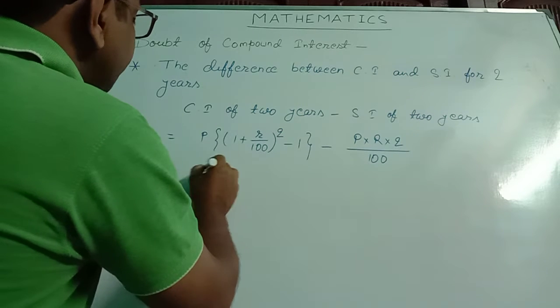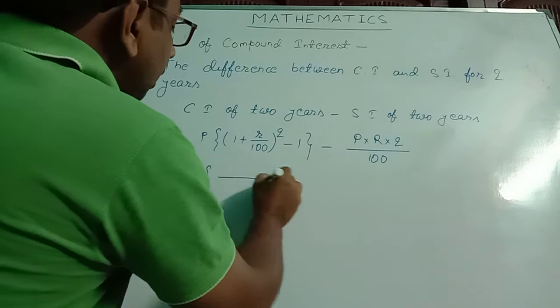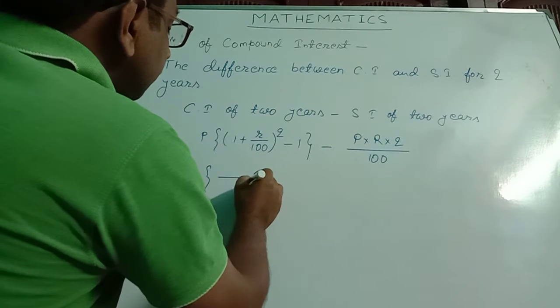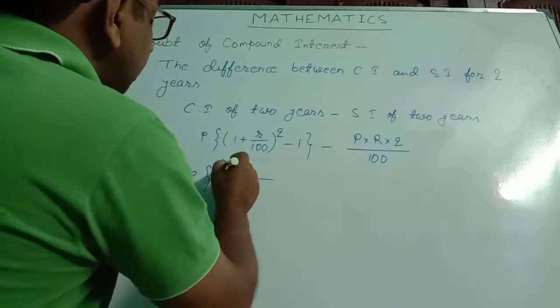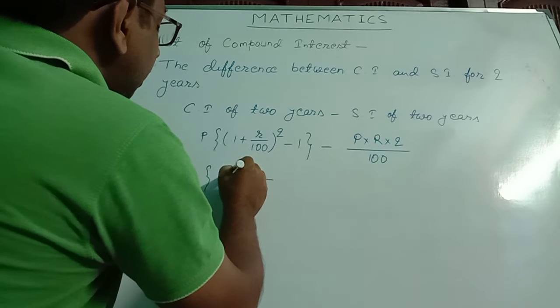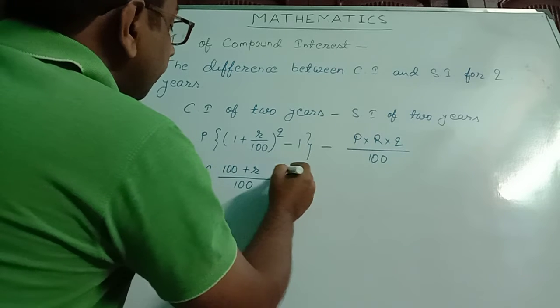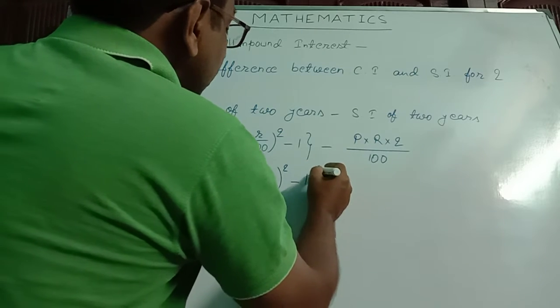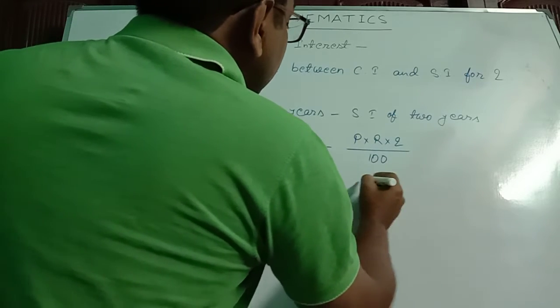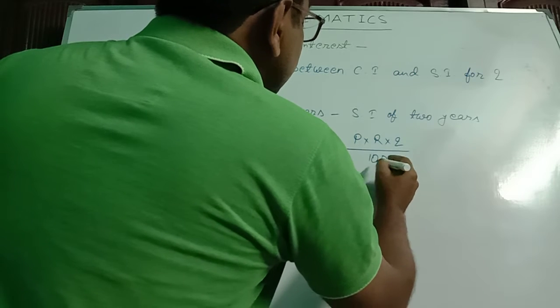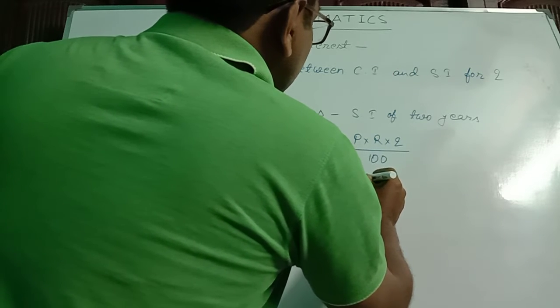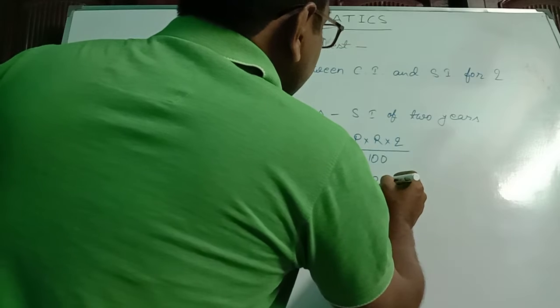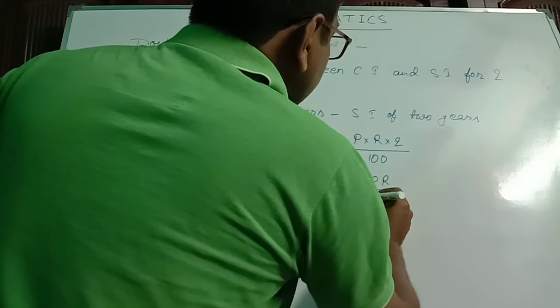This P, here we can take LCM 100, here became (100 plus R) whole square minus 1, and this will be 2PR we can say by 100.